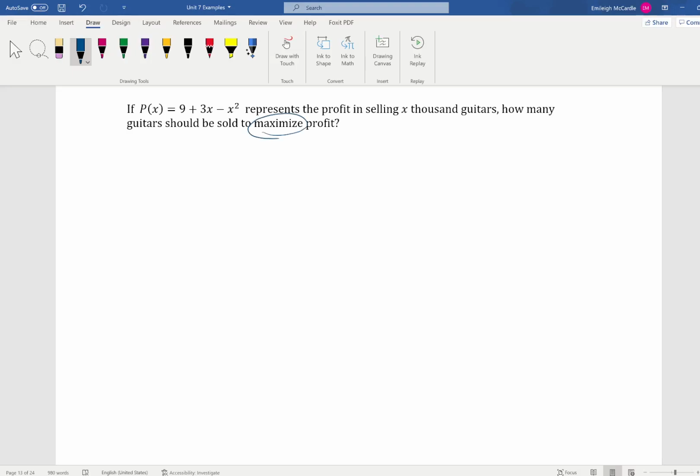So if we're trying to maximize profit, we're trying to find essentially the vertex. So anytime we see maximize, we need to think vertex. And again, we're referencing the vertex of a parabola.